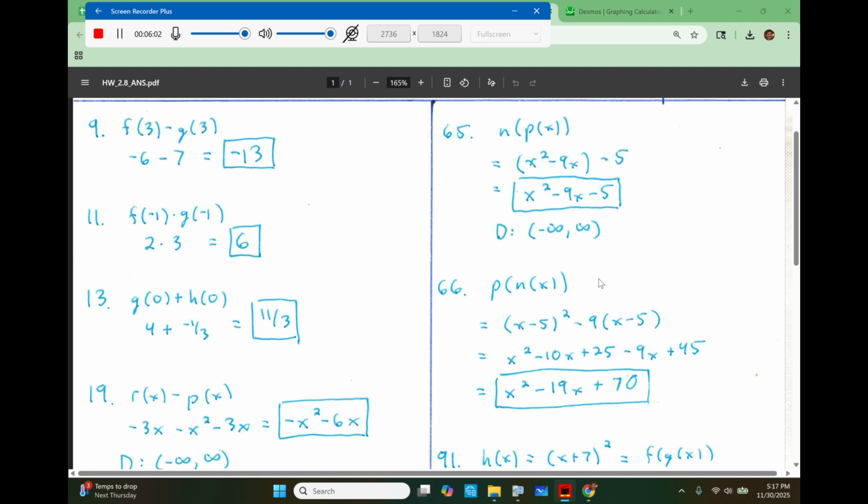So if you look, again, these are different. So n of p of x is this. This is putting the parabola into the line. And then this is p of n of x, putting the line into the parabola. Two different functions. The domain for this one is going to be all real numbers as well.